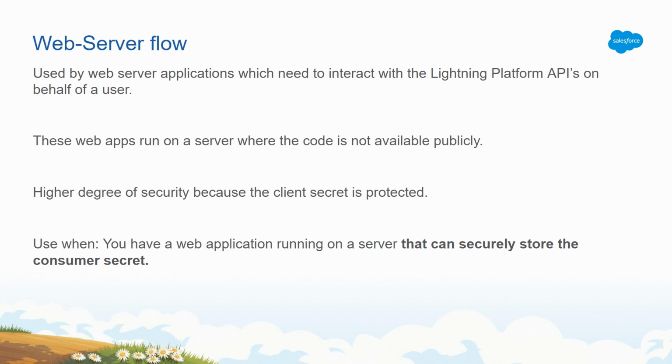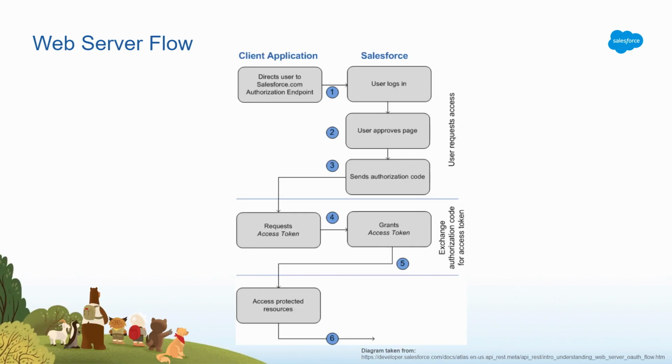So once again, to summarize, the use case for the web server flow is when you have a web application which is running on a secure web server, and it can securely store your consumer secret or your client secret. To see how this flow works, there are 2 main actors here, the client application and Salesforce.